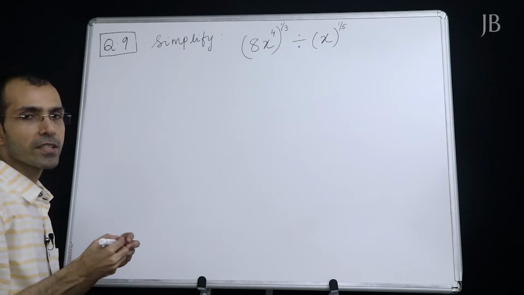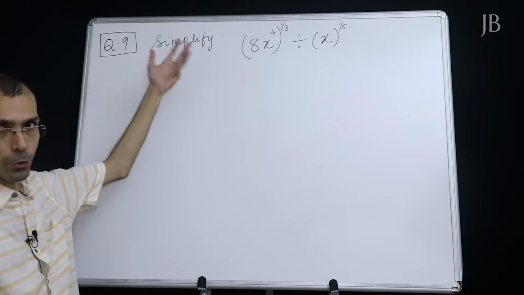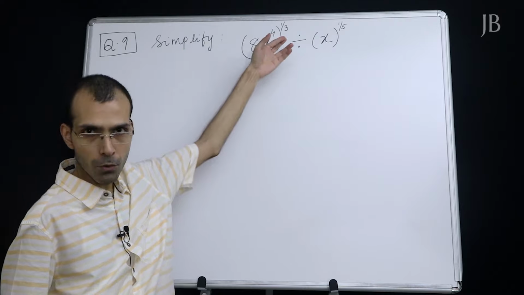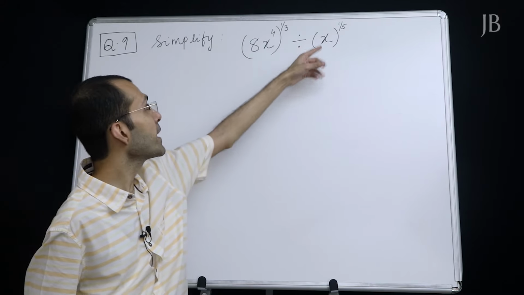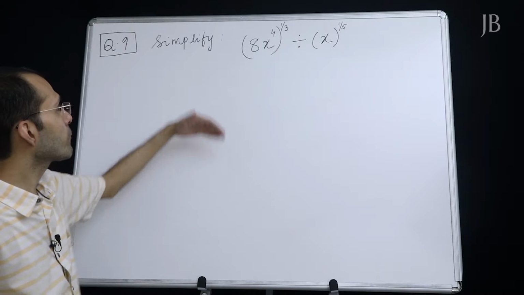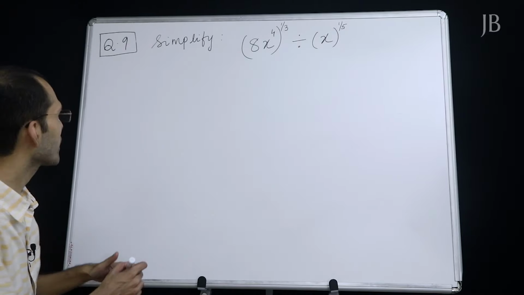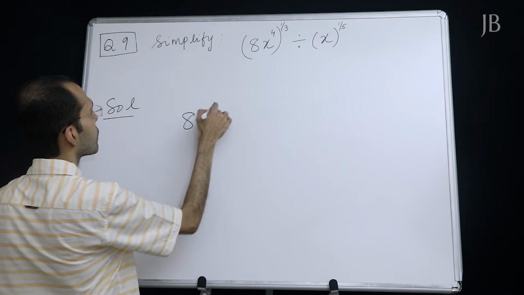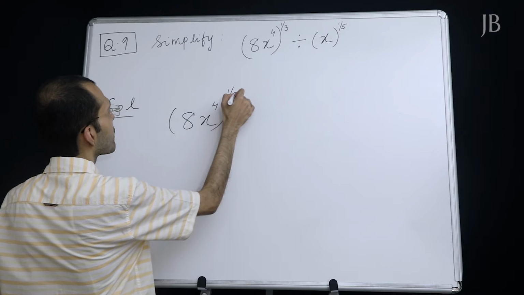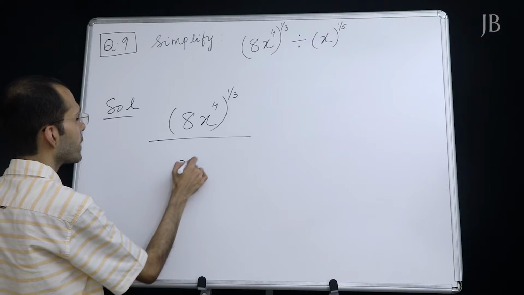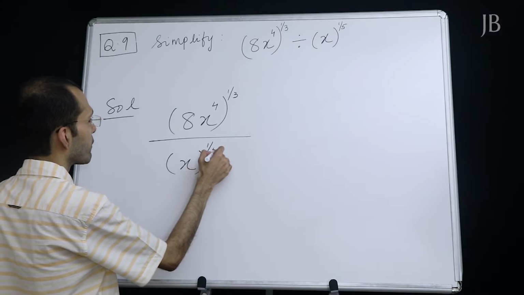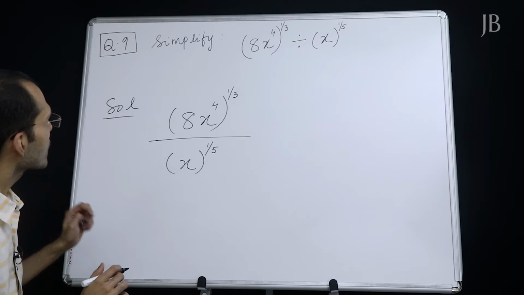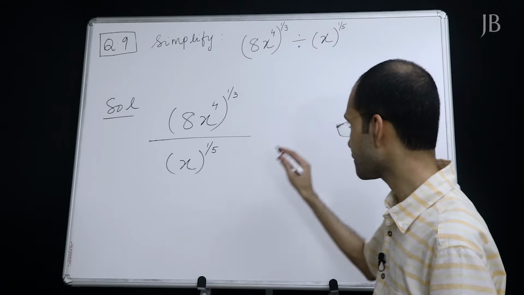So now the question says, question 9, new question, simplify 8x raised to 4 the whole raised to 1 by 3 divided by x raised to 1 by 5. Now we cannot fuse the bases because the powers are different. So let us see the approach for this. 8x raised to 4 raised to 1 by 3 divided by x raised to 1 by 5. Now we can't fuse the bases like powers are different.